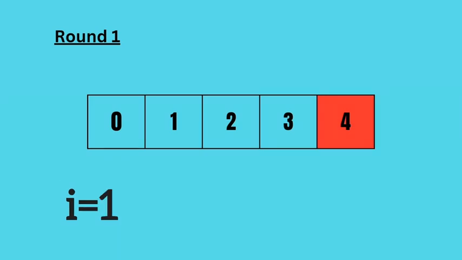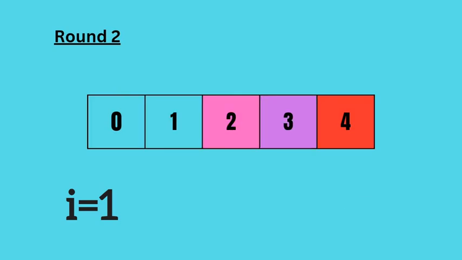Now we have moved on to round 2, and in round 2 i will become i plus 1, that is i will become 1 because it was earlier 0, and then we again start from j equals 0. So in j equals 0 we compare 0 and 1 again. That was step 1. Now let's move on to step 2 where j will become 1 and elements 1 and 2 will be compared.